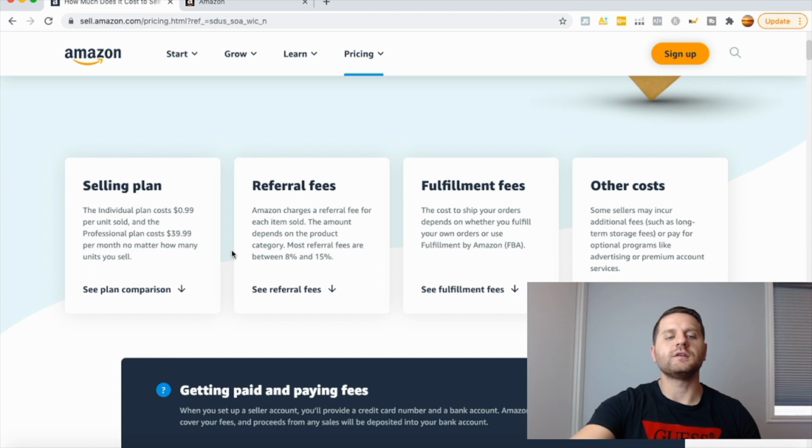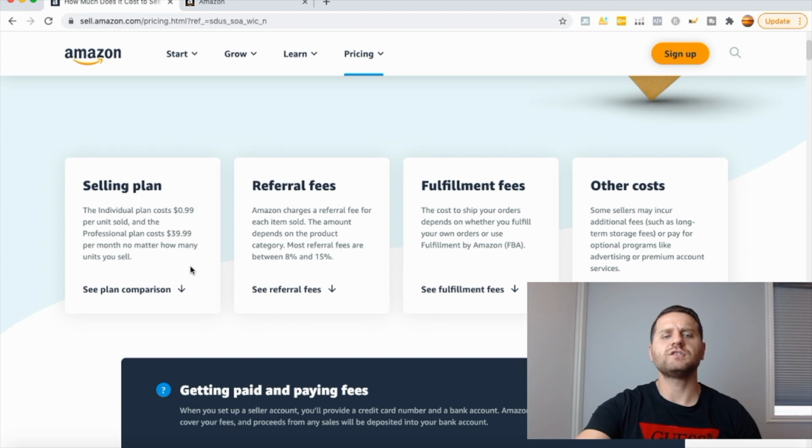So the first fee is going to be the selling plan. I do not want to look deeper into it. Let me just give you a quick overview of it. If you want to sell long-term in Amazon FBA, if you are looking to sell more than 40 units per month, you want to get a professional account.